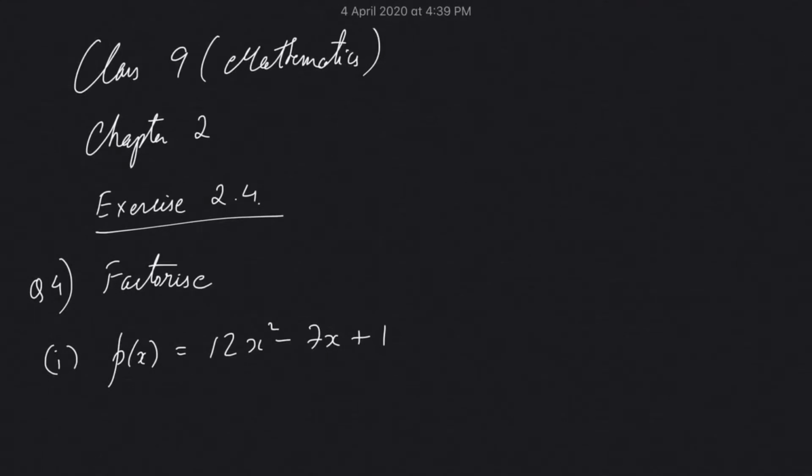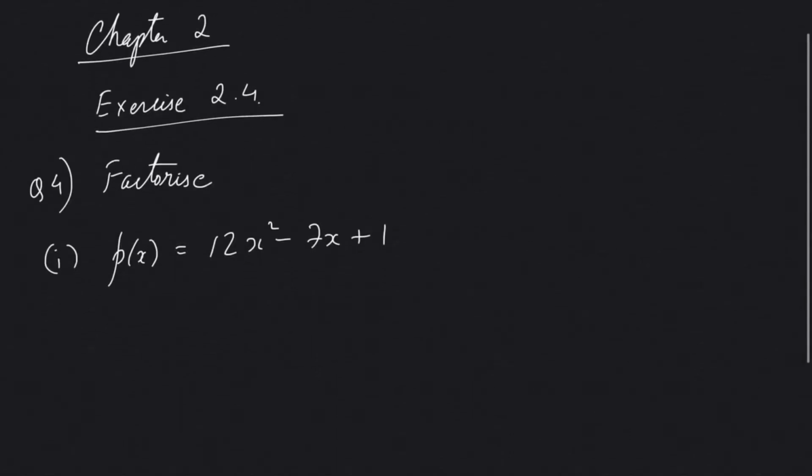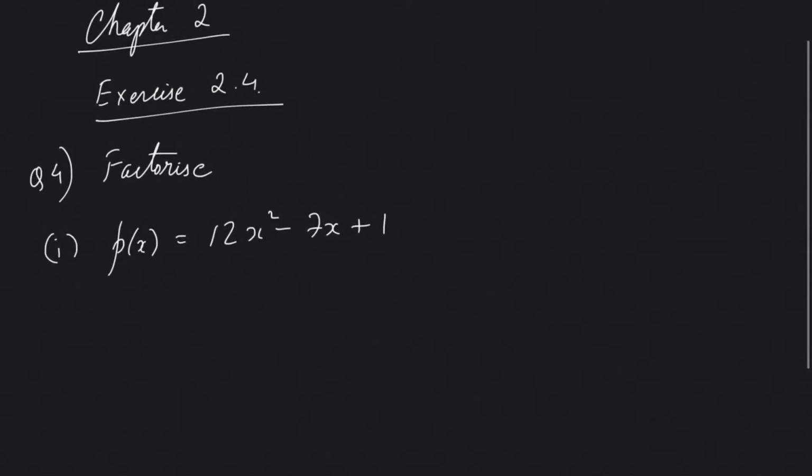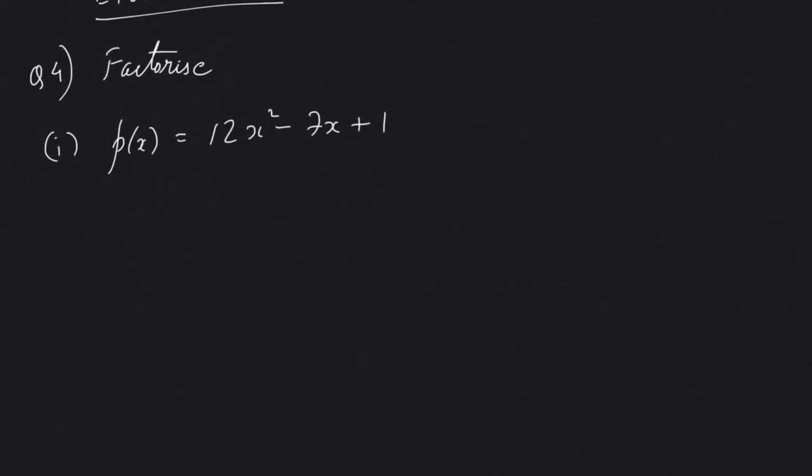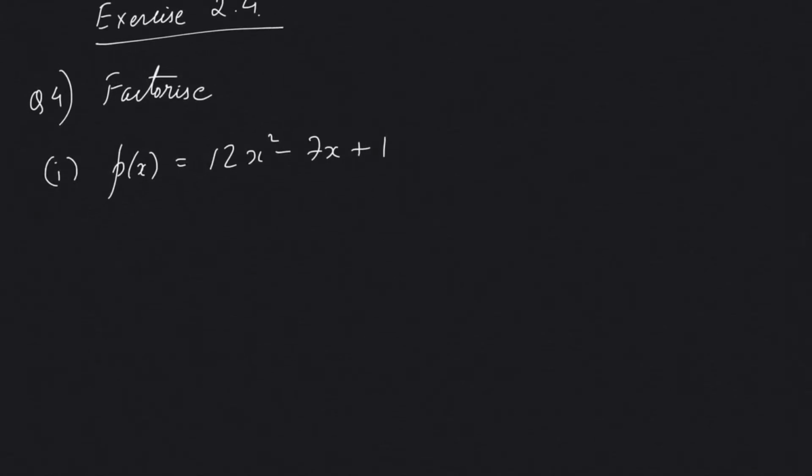Welcome back, friends. Let's continue with class 9 mathematics, chapter 2, exercise 2.4. After the remainder and the factor theorem, let's see now how to factorize certain polynomials. That is exercise 2.4, question number 4, factorize. Our given polynomial is a quadratic polynomial because the power is 2.